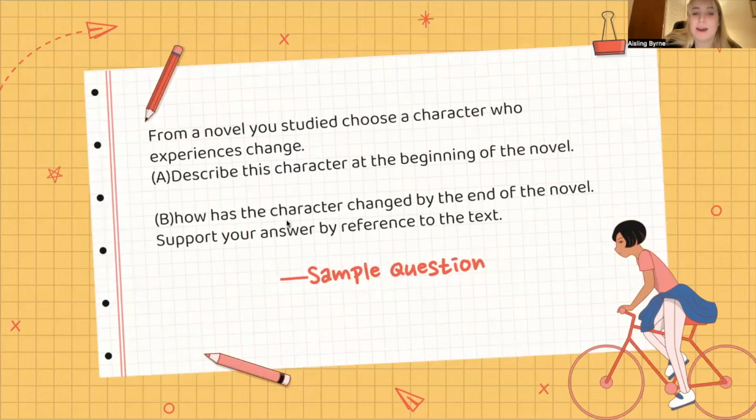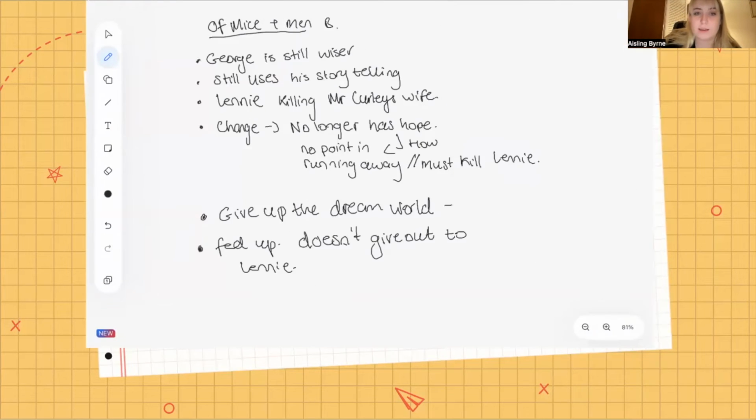So now we have to think about how this character has changed by the end of the novel. Like what's happened? Is he the same man that we met at the start? Okay, so this is my plan for point B. This is another way I can plan as well. It depends, it's up to you. I know there are so many ways out there that people are able to plan.